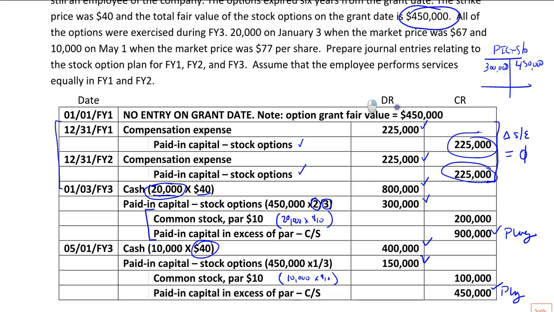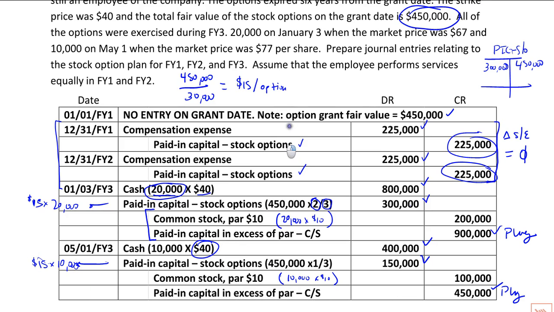I do want to point out one thing. Here's kind of what I think is an easier way to do it. You know it's 450,000 to start, and you have 30,000 shares underlying. So if you take 450 divided by 30, you get $15 per option or per share, however you want to look at it. So down here at paid-in capital stock options, this 300,000 also equals $15 times 20,000. And this paid-in capital stock option over here is $15 times 10,000.